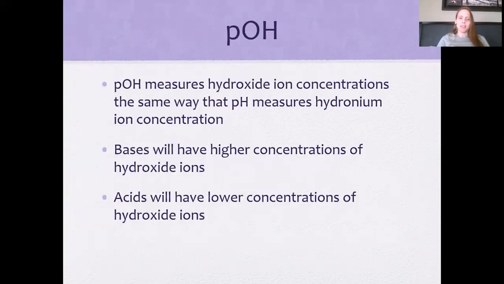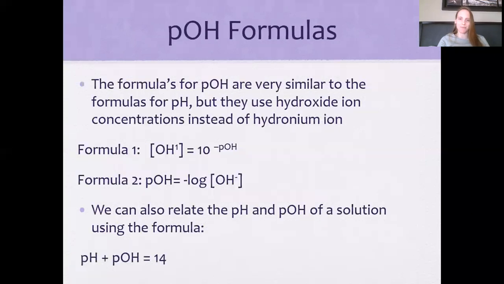So pOH is very similar to pH, only it measures the concentration of hydroxide ions instead of hydronium ions. So OH- ions instead of H3O+. Bases will have a higher concentration of hydroxide ions. All bases produce hydroxide ions in solution. And acids will have much lower concentrations of hydroxide ions. They have the hydronium ions instead.